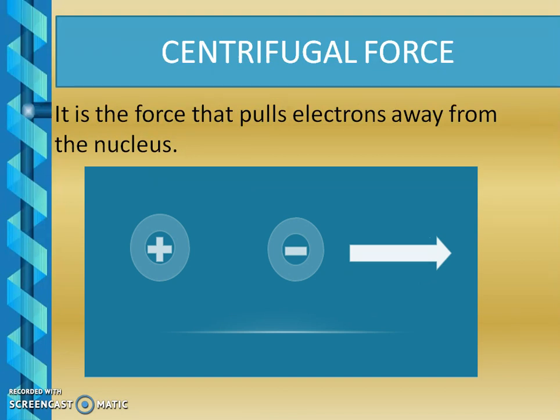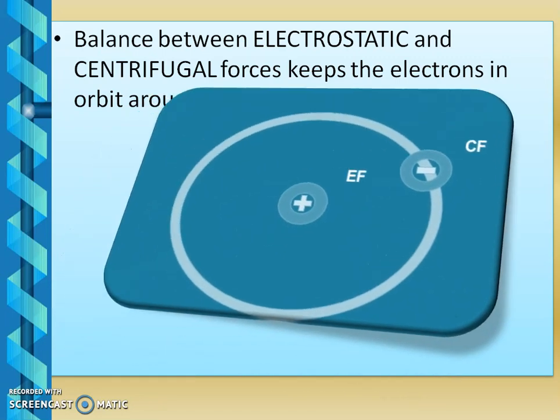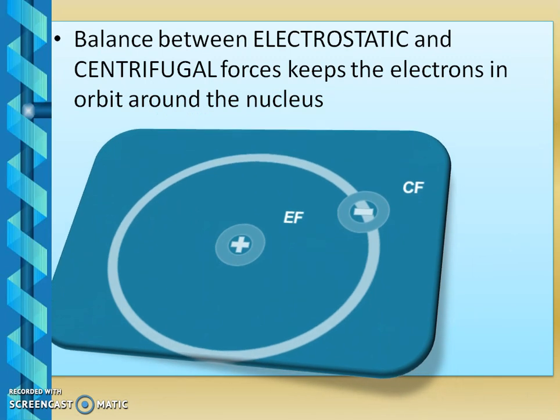Now we all know that whenever there is a circular motion, then we also have the centrifugal force, which is always directed along the radius away from the center. It tries to pull the electrons away from the nucleus. So a balance between these two forces, electrostatic and centrifugal forces, keeps the electron in orbit around the nucleus. So there is a rotational motion. We apply the circular motion formula in this case.